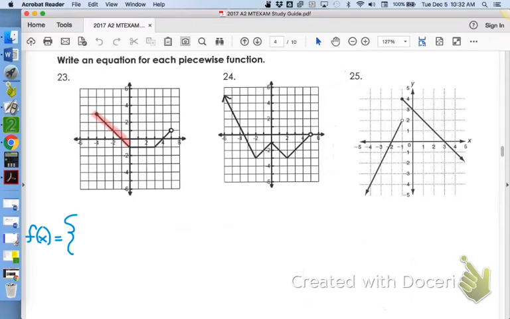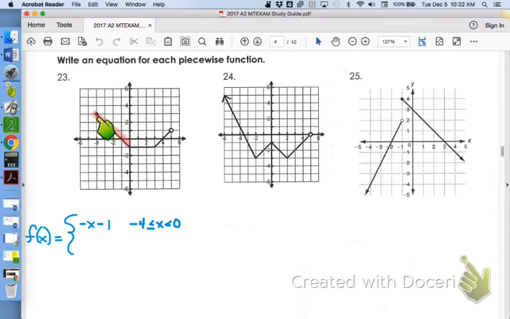Looking for the y-intercept, it's right here at -1, and the slope of this is -1 because you're rising 1 and going back 1. So it's going to be -x minus 1. The x values that it's capturing start at -4 over to 0. Again, you're reading the x-axis. So -4 to 0.